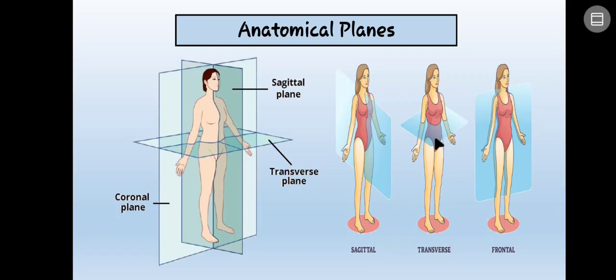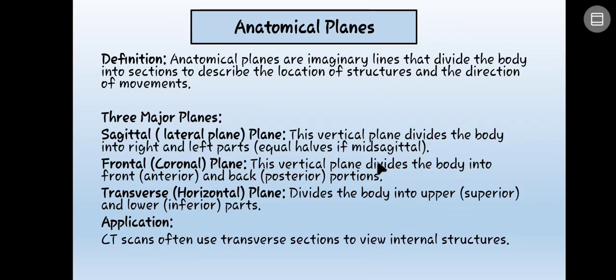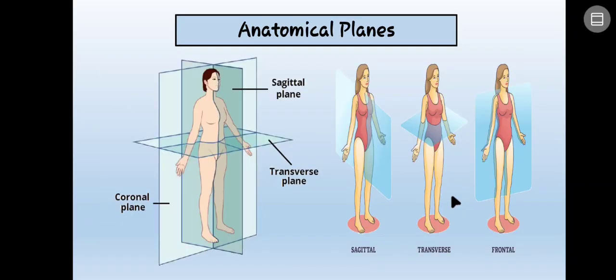The transverse plane is rather not vertical, but a horizontal plane. Okay, so the two are vertical planes. Sagittal plane is a vertical plane. Frontal plane is also a vertical plane. Transverse plane is a horizontal plane that divides the body into upper and lower portions. So you could see it is cutting through the body, and it is giving us the upper portion, which is the superior portion, and the lower portion, which is the inferior portion.